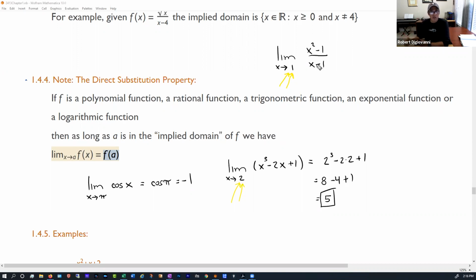And that's undefined. So the moral of the story for this direct substitution property is that we want to use it whenever we can, because it's just directly substituting a number in. It's almost like the algebra stuff used to, just plug numbers in. This isn't going to come up a lot, but when it does come up, we want to use it. Questions?